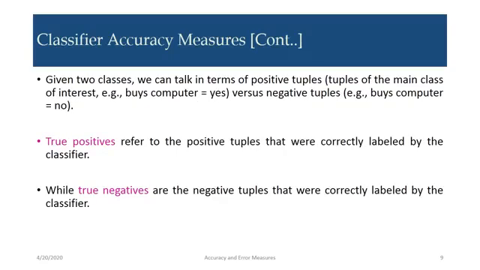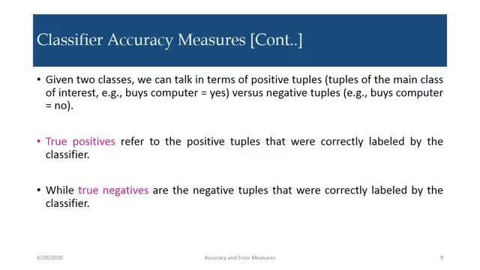Here, given two classes, we can talk in terms of positive tuples. Now what is a positive tuple? Tuples of the main class of interest, for example buys computer yes. Suppose buys computer is a class label attribute, where the tuple belongs to the class buys computer yes, versus a negative tuple, that is a tuple belonging to buys computer no. Positive tuple means it is true for the class, that is, it belongs to that class. Negative tuples are those which are false, which do not belong to that class.